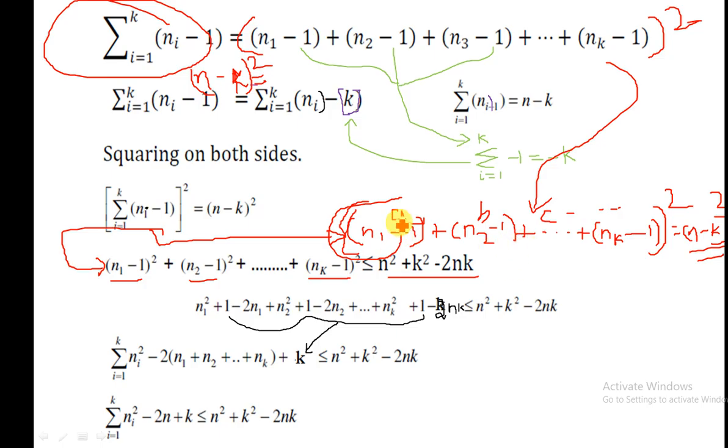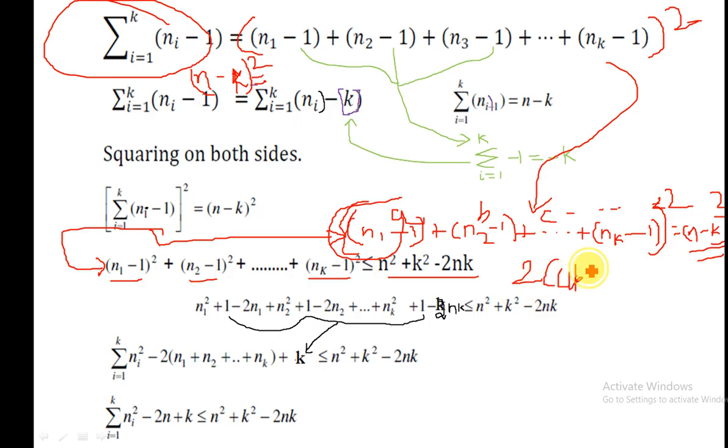What are the terms? 2AB plus 2BC, just like that. I want to omit those terms. So here a lot of terms are there: A square plus B square plus C square and so on, N_k minus 1 whole square, and of course 2AB plus 2BC and so on. I want to remove that kind of term.